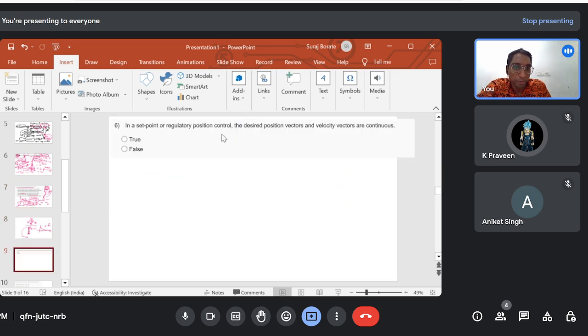In a set point or regulatory position control, the desired position vectors and velocity vectors are continuous. Can anyone answer this? Is it true or false?